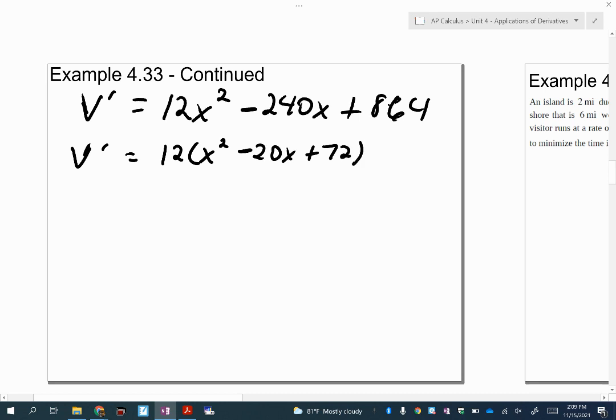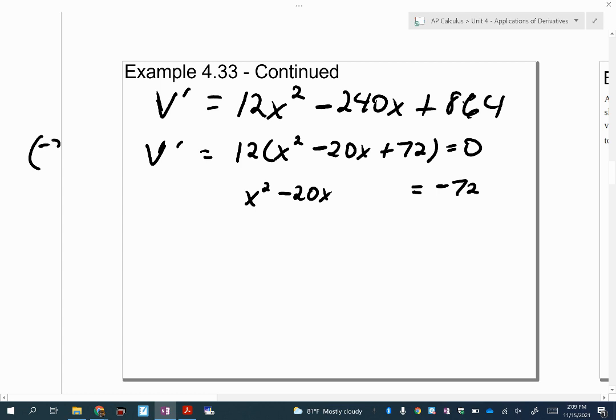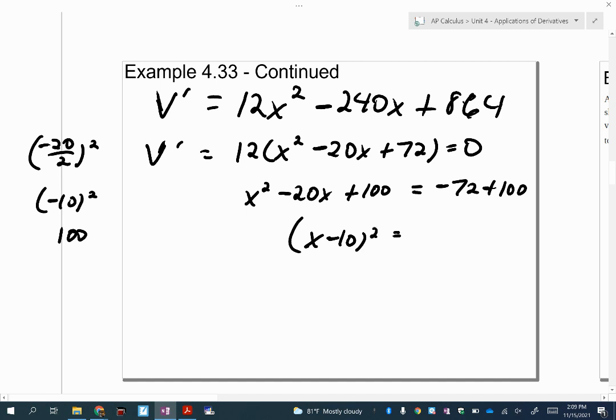Now, unfortunately, there are not factors of 72 that add to negative 20. So you would have to either use the quadratic formula or you could complete the square. Just because I absolutely love completing the square, I'm going to. So I'm going to move this over, get negative 72. Oh my gosh, it's been so many years since you've done this. So you have b over 2 squared, which is going to be negative 10 squared, which is 100. So I'm going to add 100 to both sides. This is going to factor to x minus 10 squared. Negative 72 plus 100 is going to be 28.